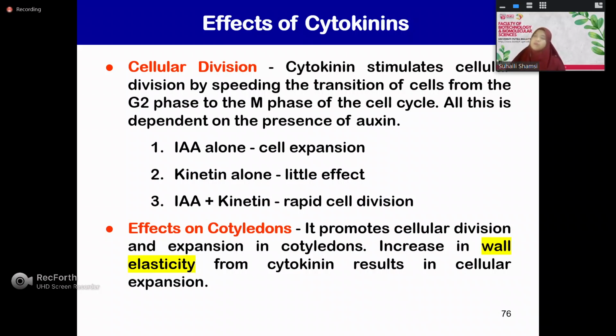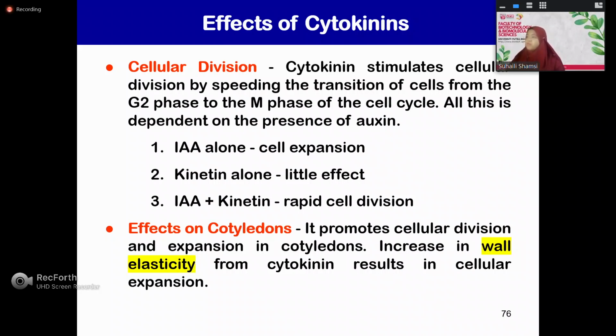So if, for example, we have auxin alone, the cell will only expand. And if we have kinetin alone, or cytokinin alone, it has little effect. But when we have both auxin and cytokinin, it would induce a synergistic effect. It would support rapid cell division and cell proliferation.